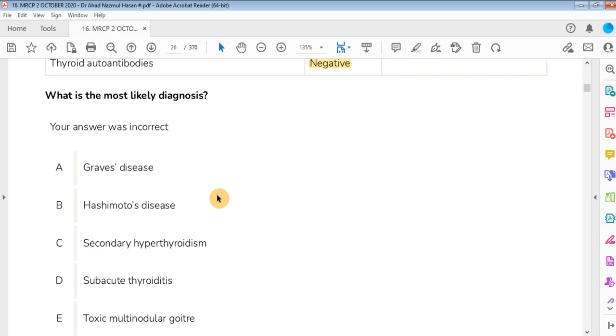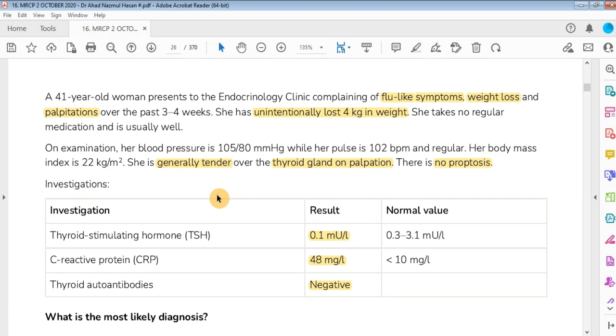What is the most likely diagnosis? A, Graves' disease, B, Hashimoto's disease, C, secondary hyperthyroidism, D, subacute thyroiditis, E, toxic multinodular goiter. A 41-year-old woman presents in endocrine clinic complaining of flu-like symptoms, weight loss and palpitation over the past 3 to 4 weeks. She has unintentionally lost 4 kgs in weight. She takes no regular medication and is usually well.